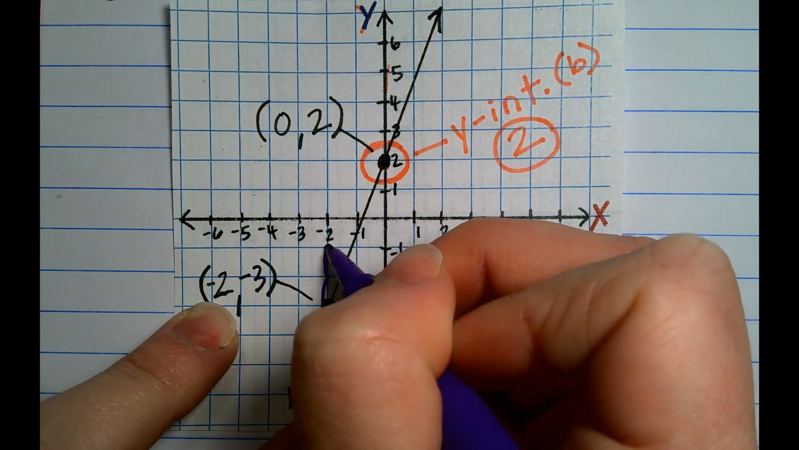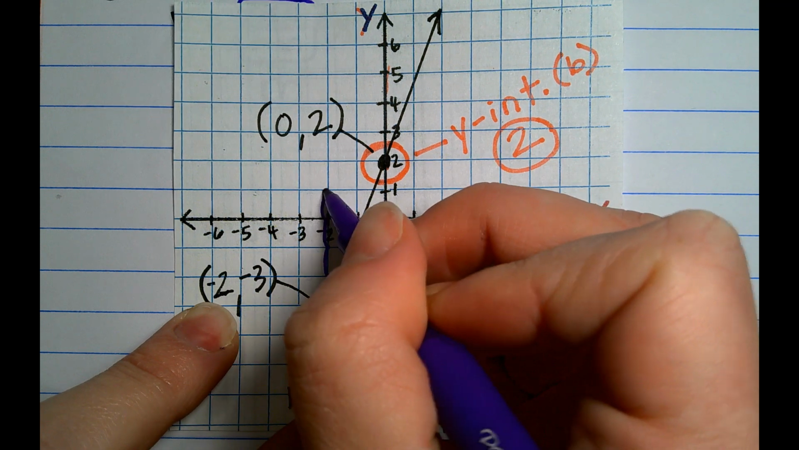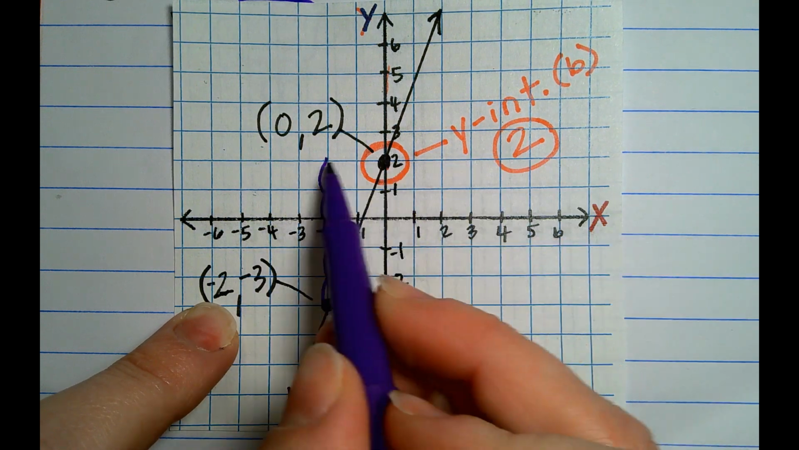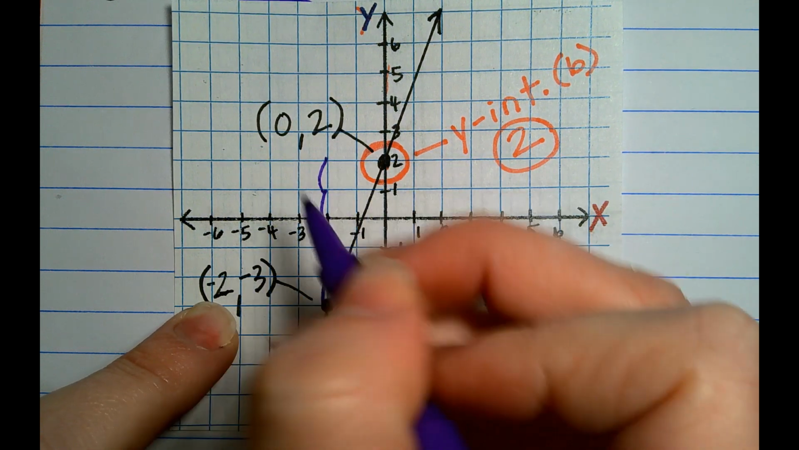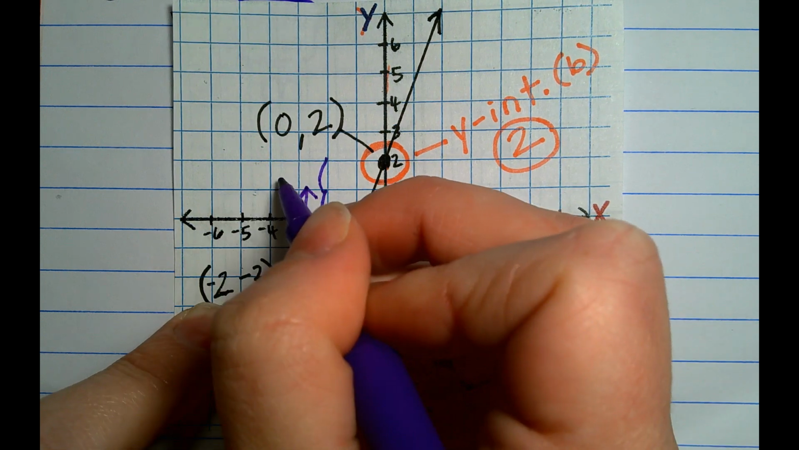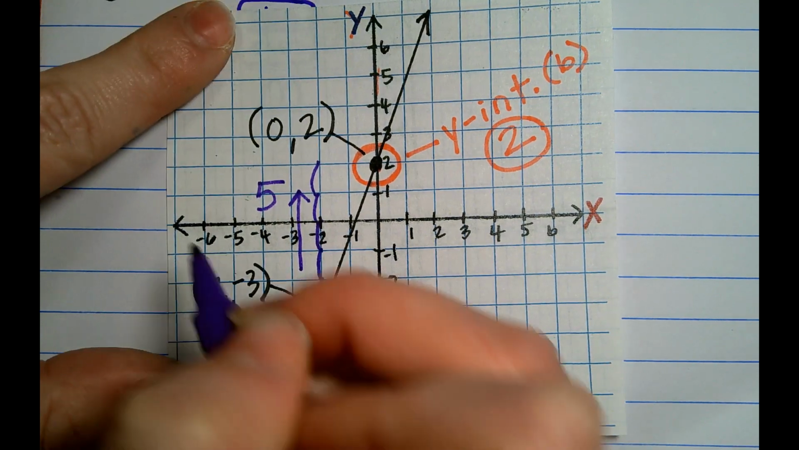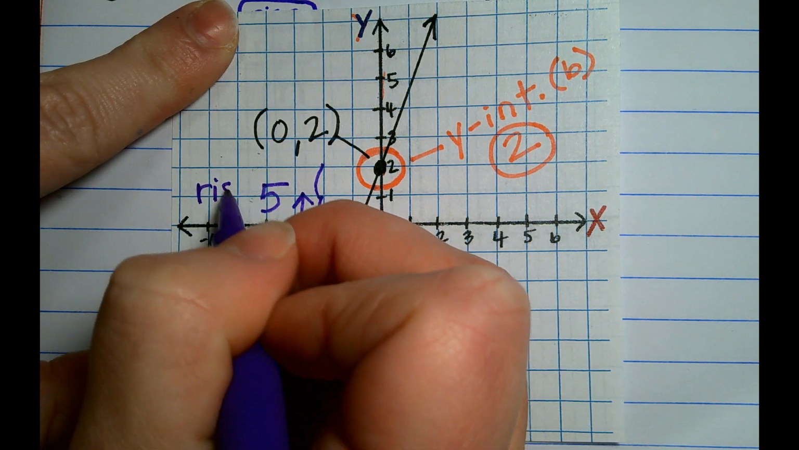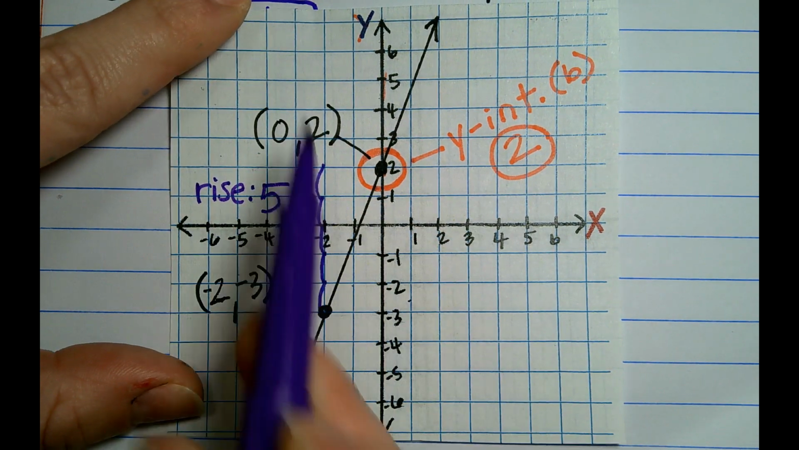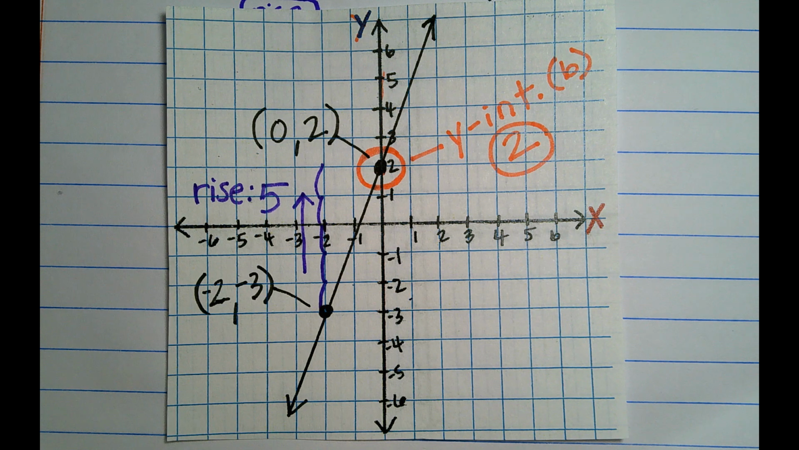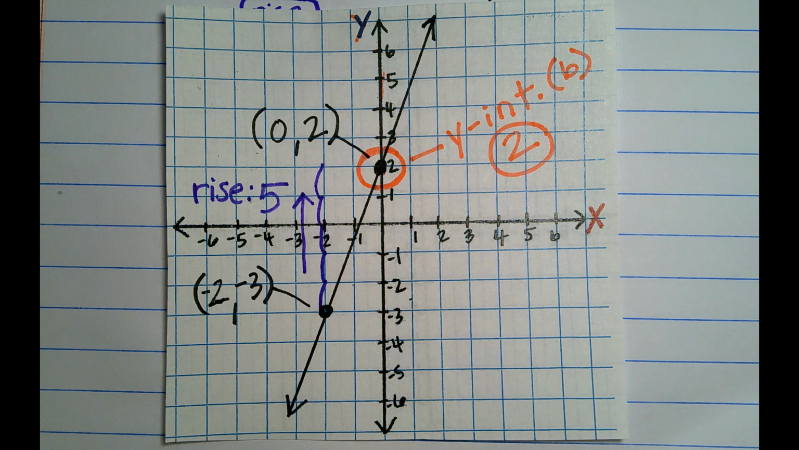1, 2, 3, 4, 5. We went up 5. So that's my rise. Is it positive or negative? Positive. Why is this positive 5 and not negative? Yes, because we went up. If we had gone down, it would be negative. But since we went up, it's positive.